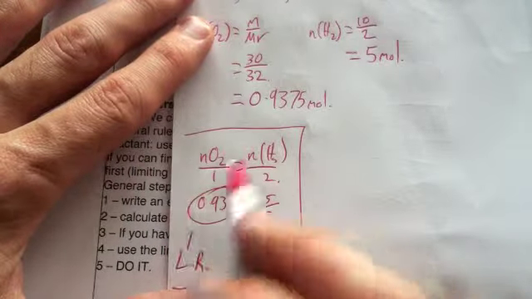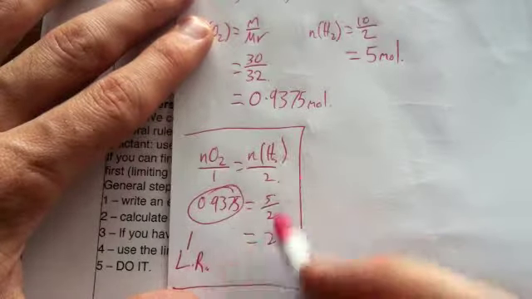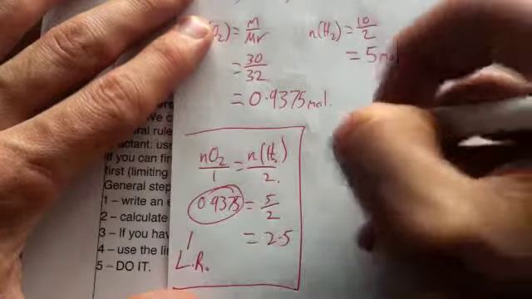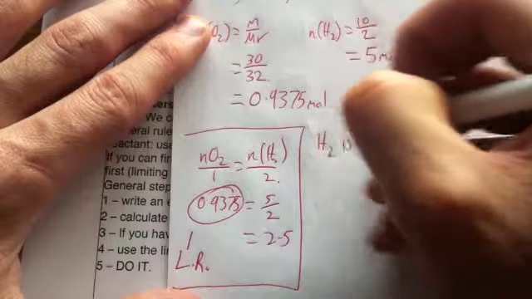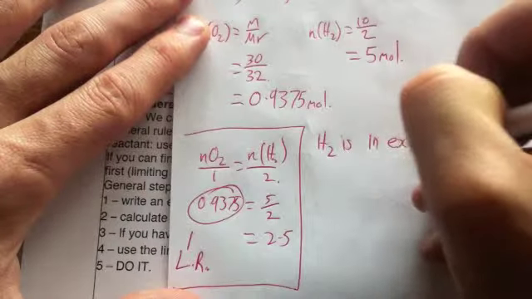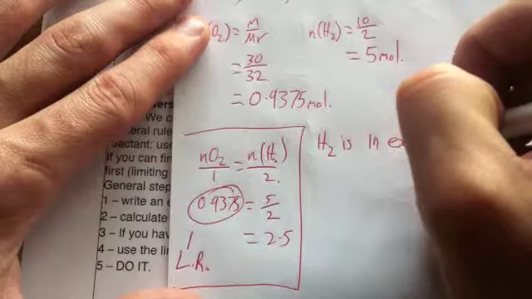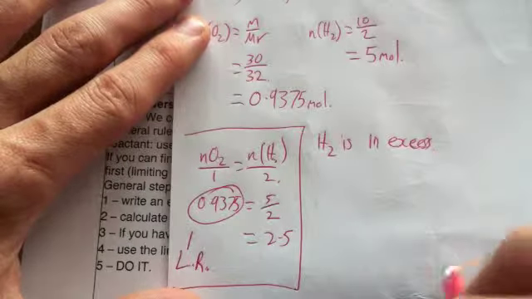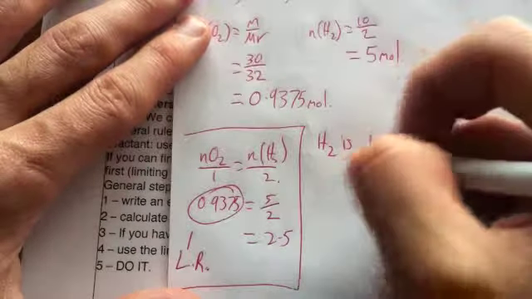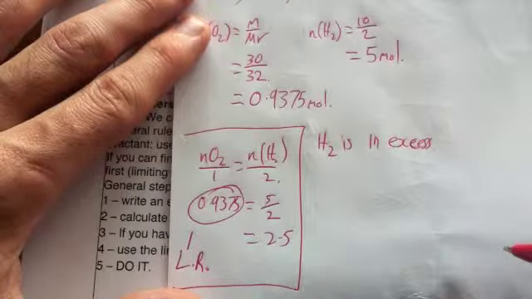This is the limiting reagent section of the problem. This is all you're doing. So that means H2 is in excess. Alright, by how much? That's what we need to work out now.